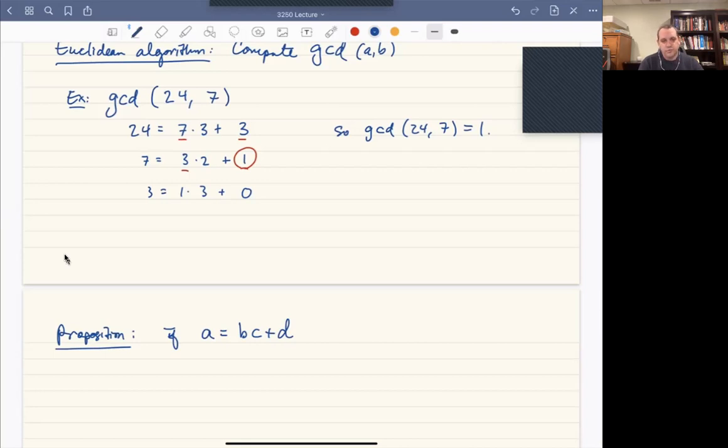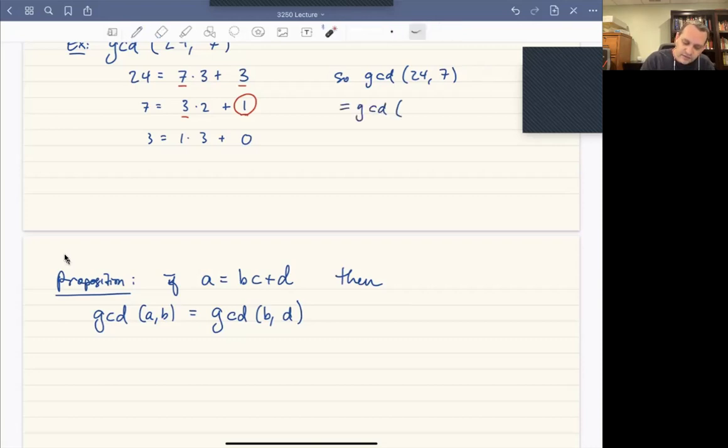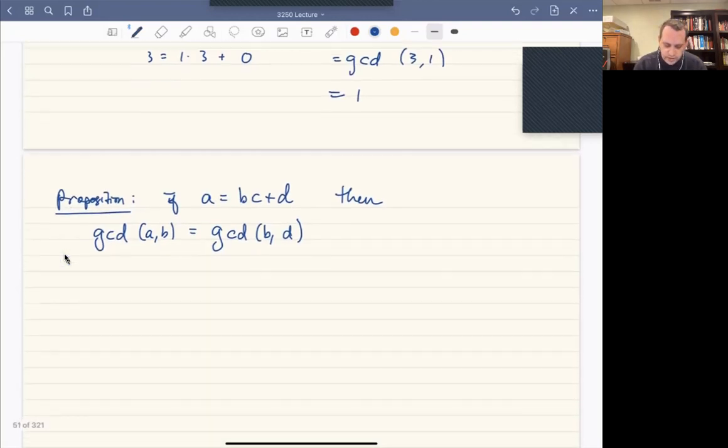I just want to prove that if a is equal to bc plus d, then it turns out that the greatest common divisor of a and b is the same as the greatest common divisor of b and d. Okay, that last part. And so the reason why the division algorithm works is that the GCD of 24 and 7, by this line of reasoning, is the same as the GCD of 7 and 3. And that's the same as the GCD of 3 and 1, which is 1. Okay, that's really the line of reasoning here, is that we can simplify this each step along the way. Okay, and so let's talk about the proof here.